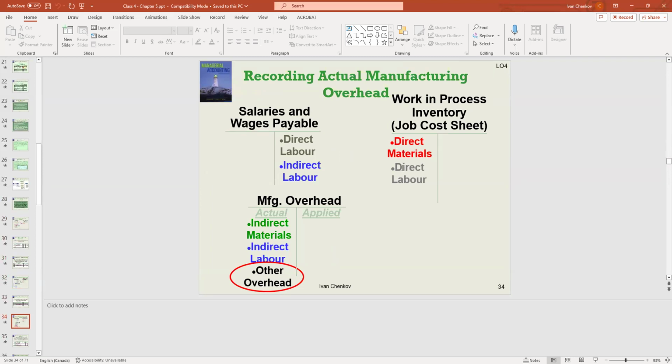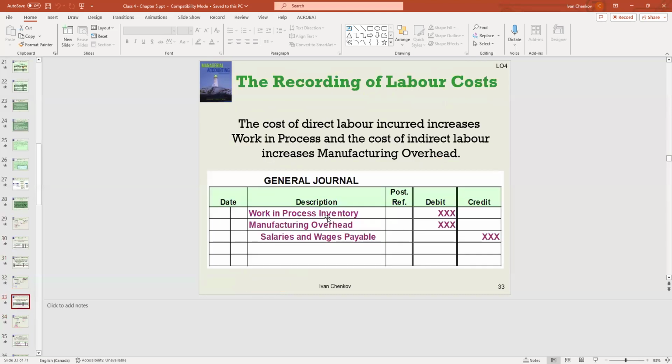Once we have direct material and direct labor, what's left is the other overhead. Evan, may I see the journal entry again? Yes, here. In work in process, we're going to transfer the direct labor. In manufacturing overhead, we're going to transfer the indirect labor. Okay, thank you. And we're going to get it from the salary wages payable.